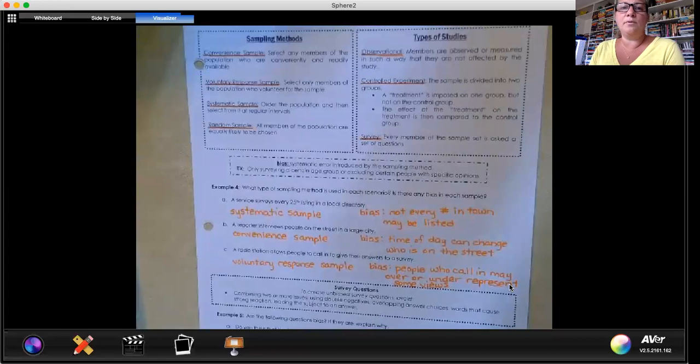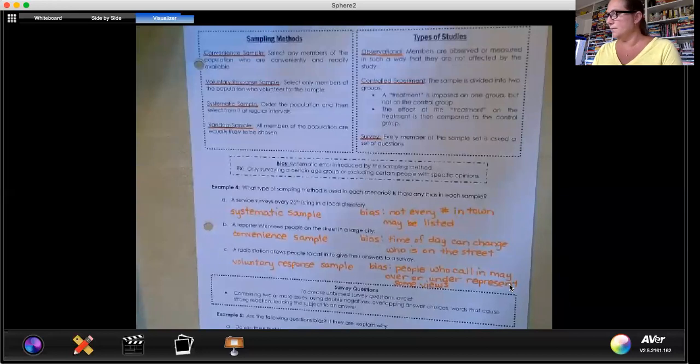A systematic sample: order the population and then select from it at regular intervals. So if we were sitting in a class with 30 students and I put you in alphabetical order, and then I said, I'm going to choose every 5th student, that would be systematic. In a random sample, all members of the population are equally likely to be chosen. In a class of 30 students, I may put your name in a hat and draw the name.